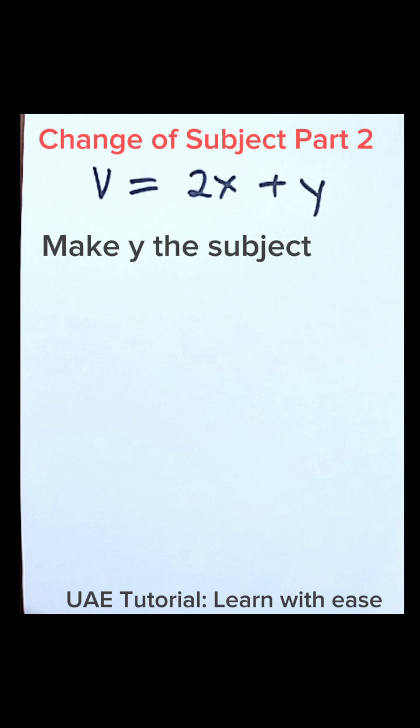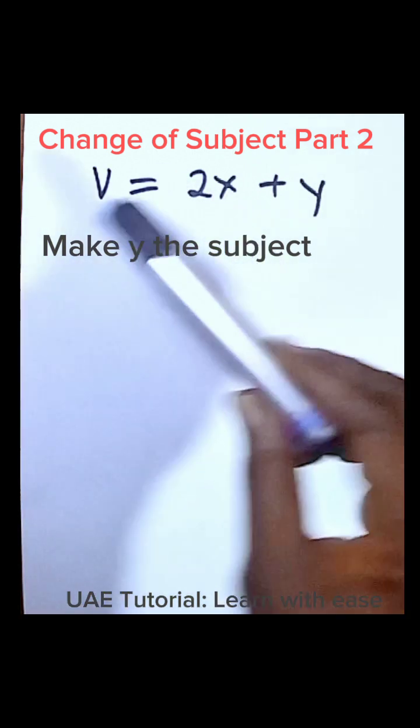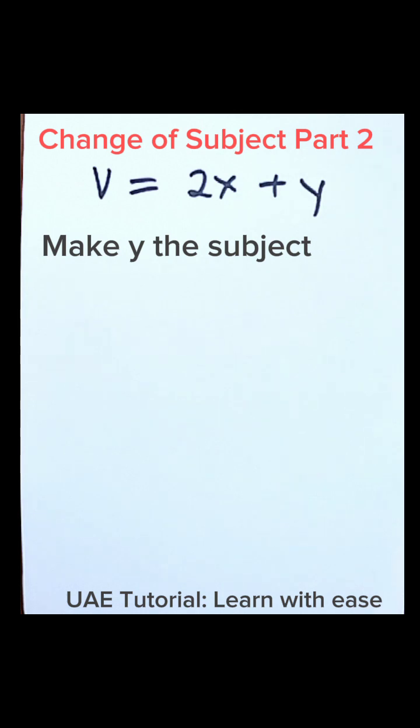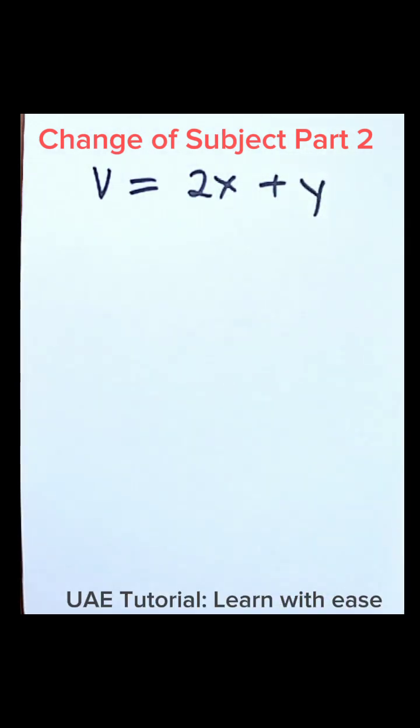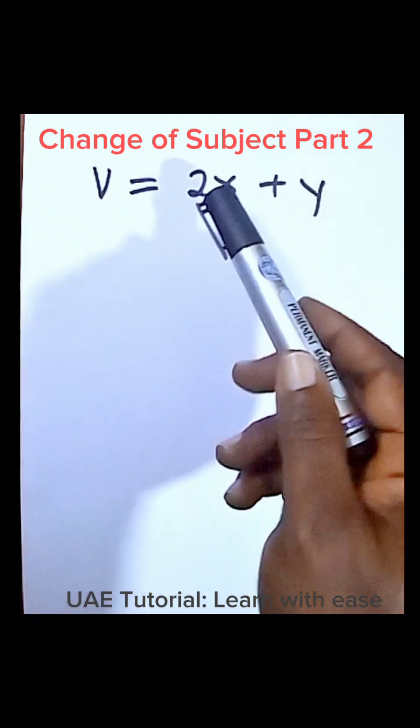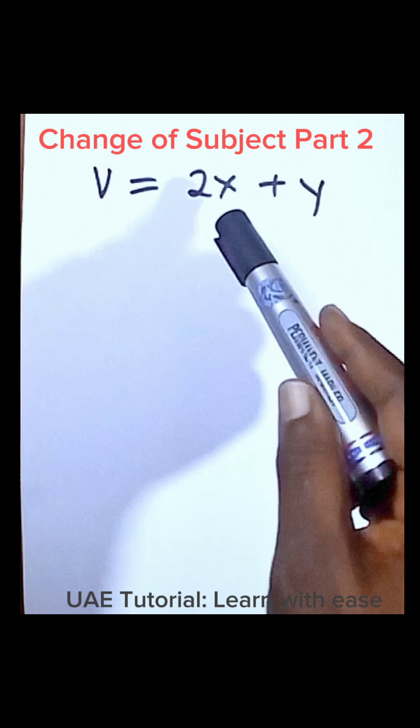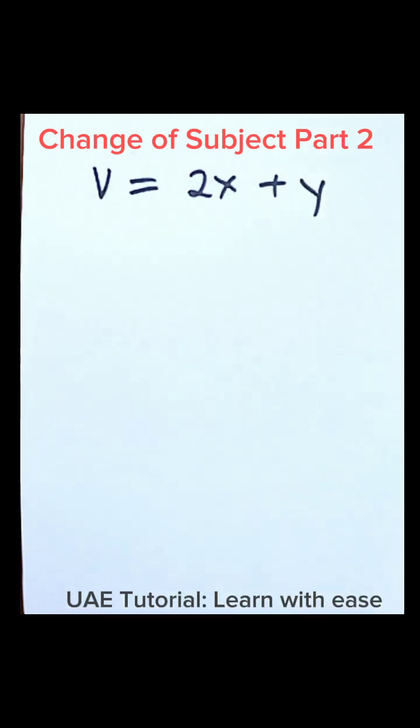To make Y the subject of the formula, all we need to do is to move this 2x to the other side. And of course, we are going to go through the elementary method and then a little bit of the advanced method. So to move this 2x to the other side of the equation, you know what we do. We subtract 2x from both sides of the equation, like this.